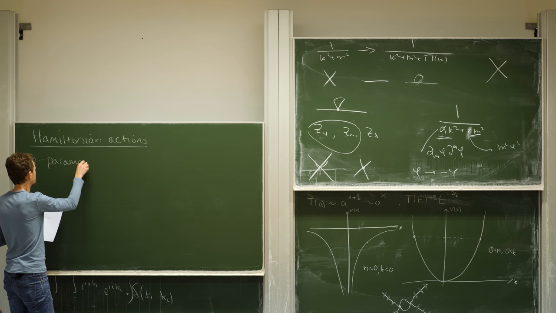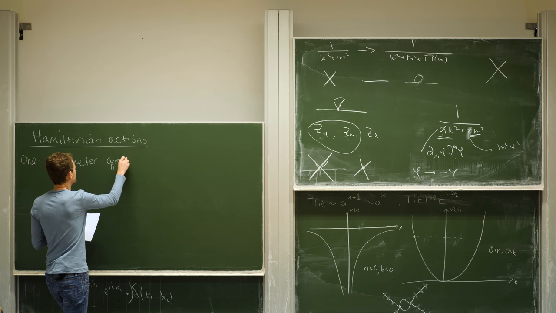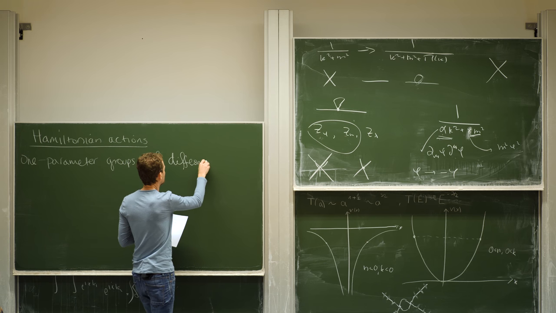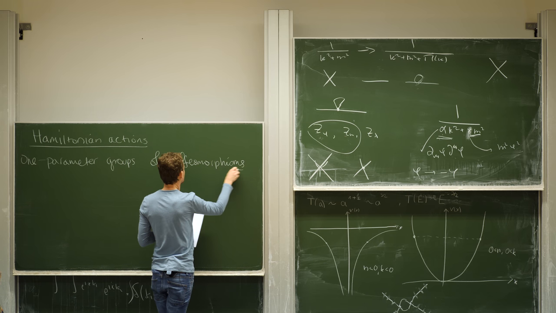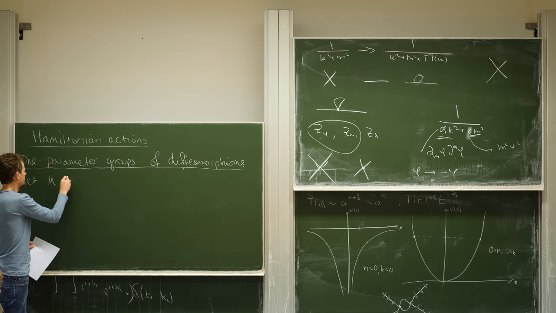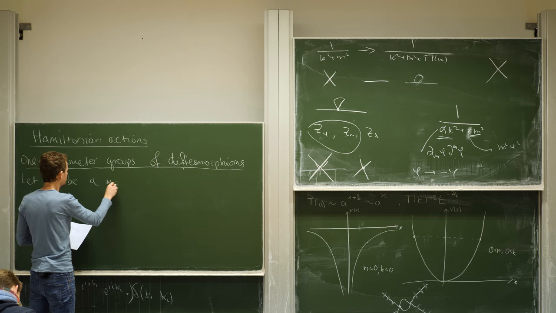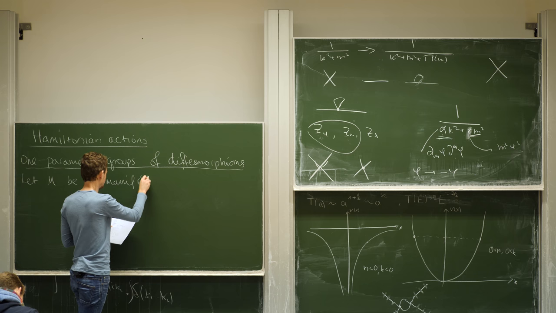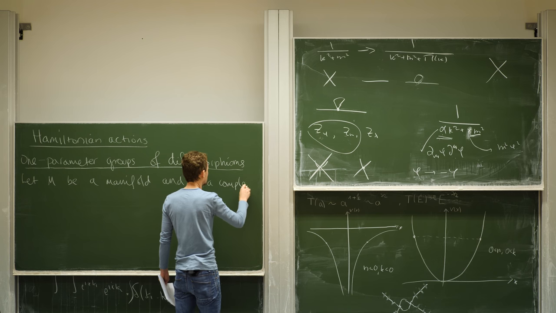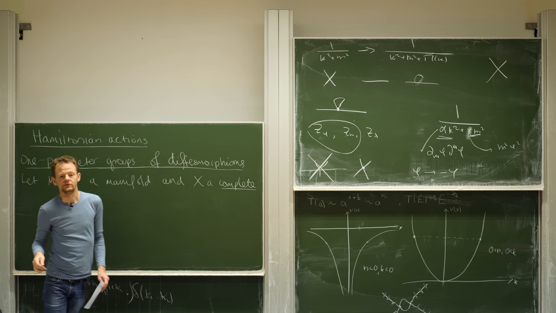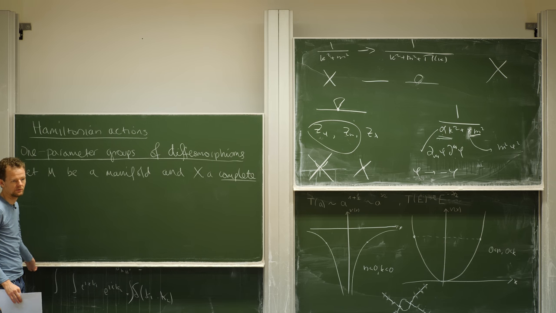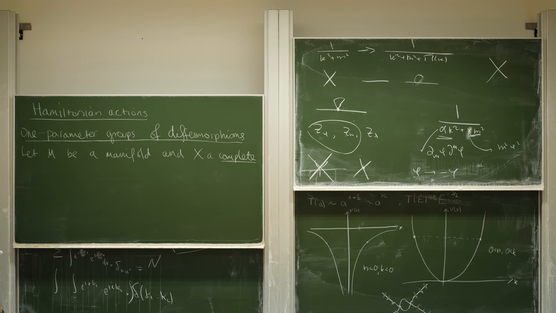One parameter subgroups of diffeomorphisms. So, if we have a manifold and a vector field, and like always in this course, we're going to assume that the manifold is either compact or the vector field is complete so that we can integrate everything for all time. Let's suppose you have a manifold and a complete vector field.